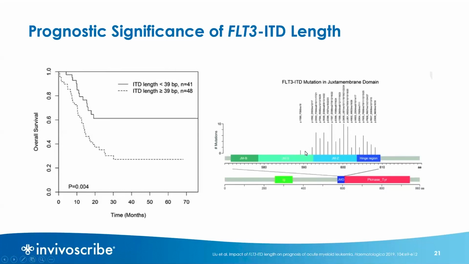When these patients were followed over time post-treatment, where the treatment was transplantation, they found that for those whose ITD lengths were greater than 39 base pairs, they fared worse in terms of overall survival relative to the ITD length less than 39 base pair cohort.